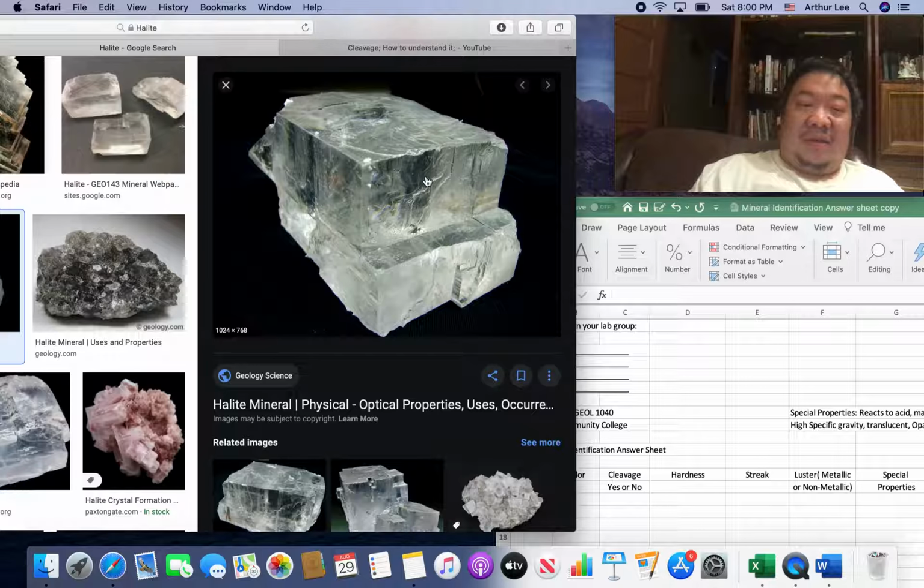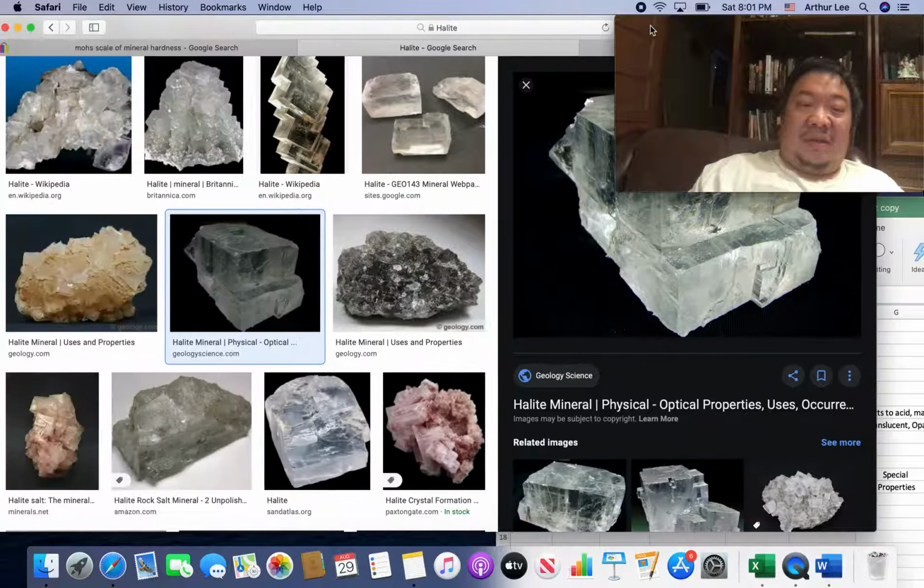Also, halite will not scratch glass. So it has a hardness of less than 6.5. And you cannot scratch halite with your fingernail. Therefore, it has a hardness of greater than 2.5. Halite.